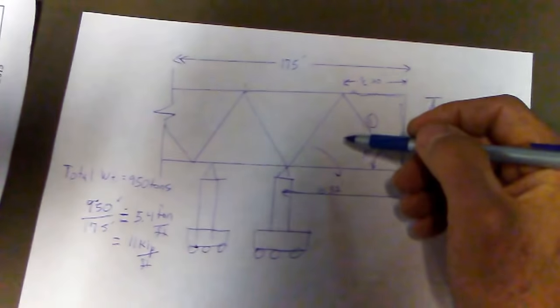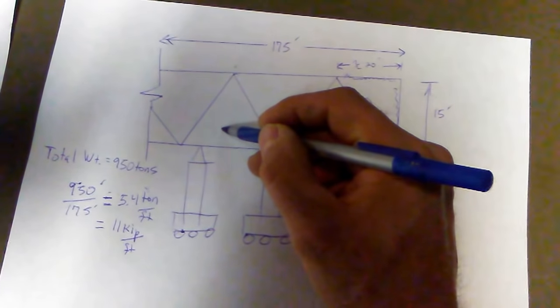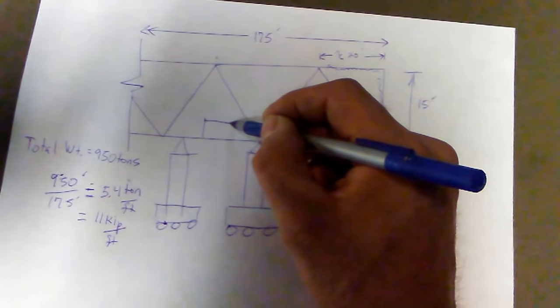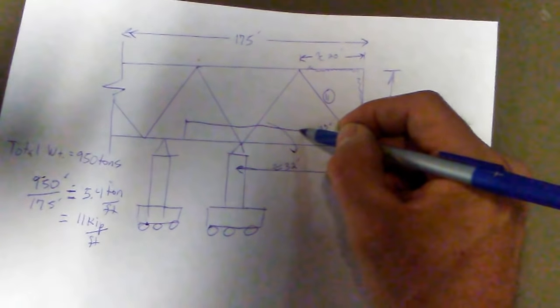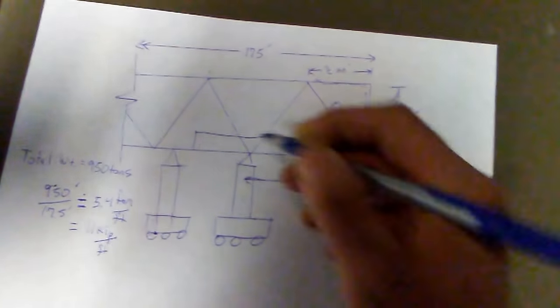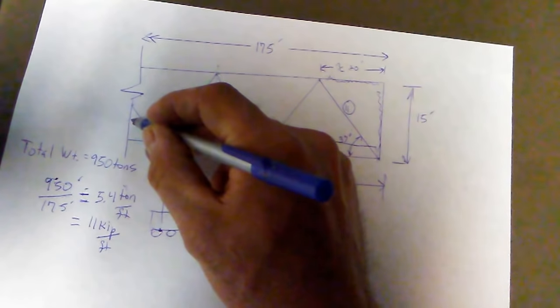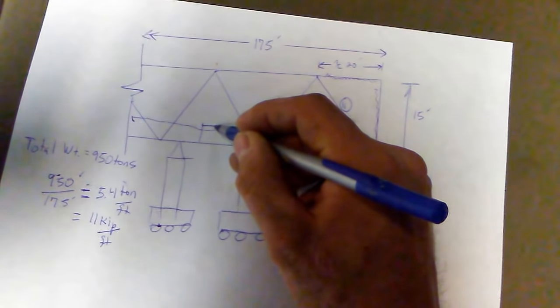Okay, so we have 11 kips per foot. The way I'll illustrate that is with a uniform load like that, and that's going all the way across. So 11 kips per foot.